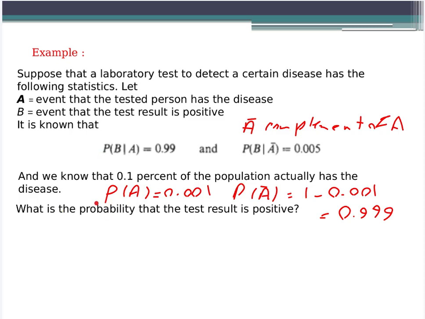In this problem, what does this example want? What is the probability that the test result is positive? We should compute this probability. B is the event that the test result is positive. So this example wants the computation of the probability of B. Is this okay? Any question?